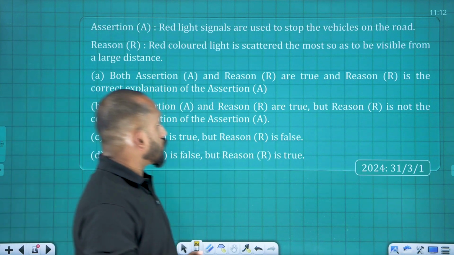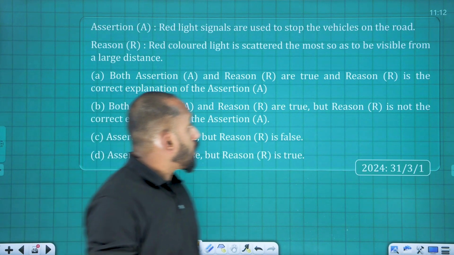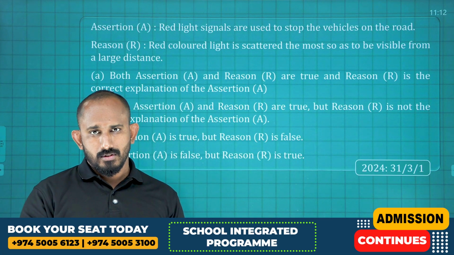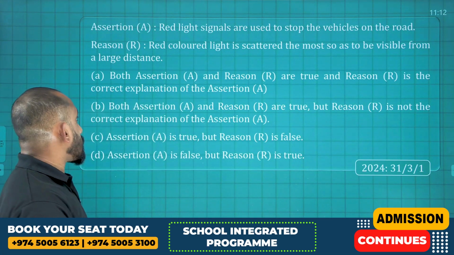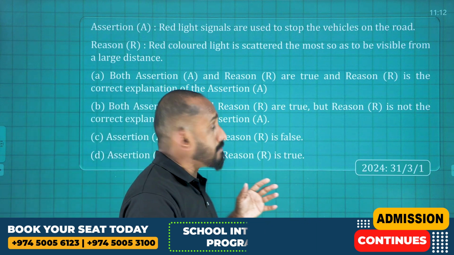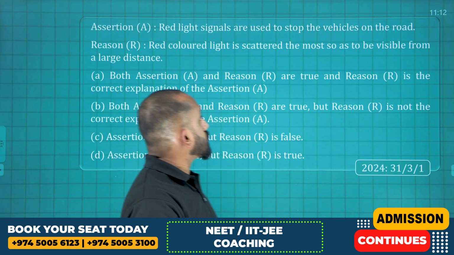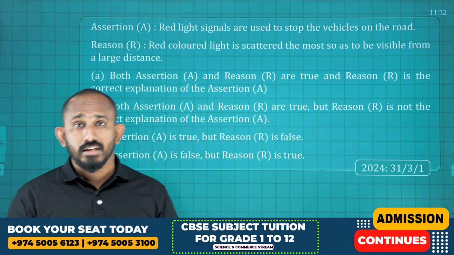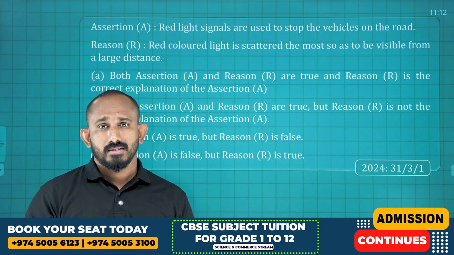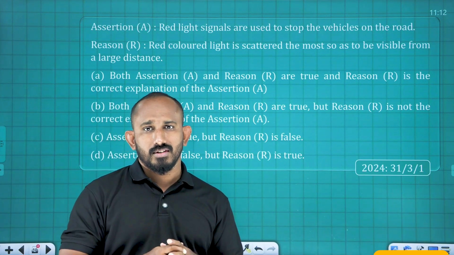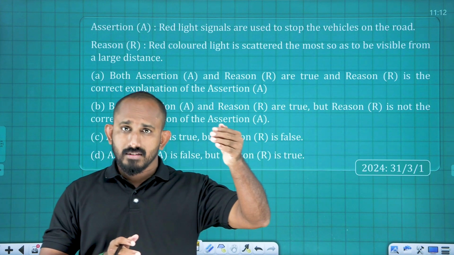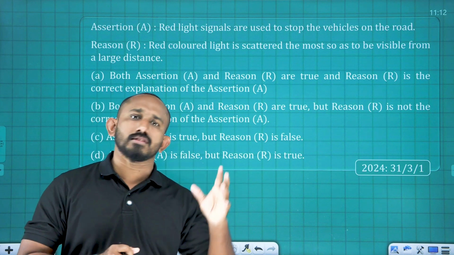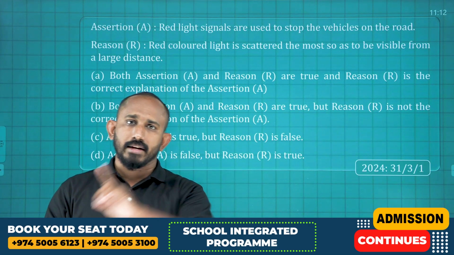Assertion: red light signals are used to stop vehicles on the road. So red light is used as a danger signal on the road. That's correct. Reason: red colored light is scattered the most, so as to be visible from a large distance. No. If it is scattered the most, then it won't reach the observer, the driver, over a large distance. Red light has a greater wavelength, so it is scattered the least. Hence red light is used as a danger signal. It can reach far objects without scattering.